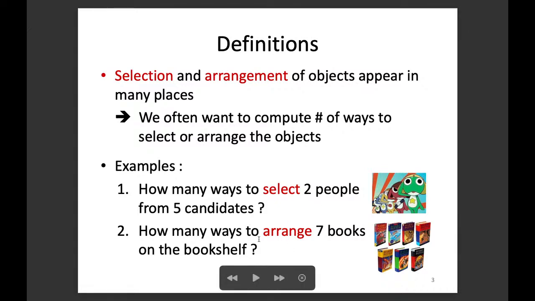And then the other case is, let's say we have seven books. How many ways can we arrange the seven books on the bookshelf? Assuming that we are arranging the seven books on a line, starting from left to right, how many ways are there to make this arrangement? So this is another problem. We want to count the number of ways.